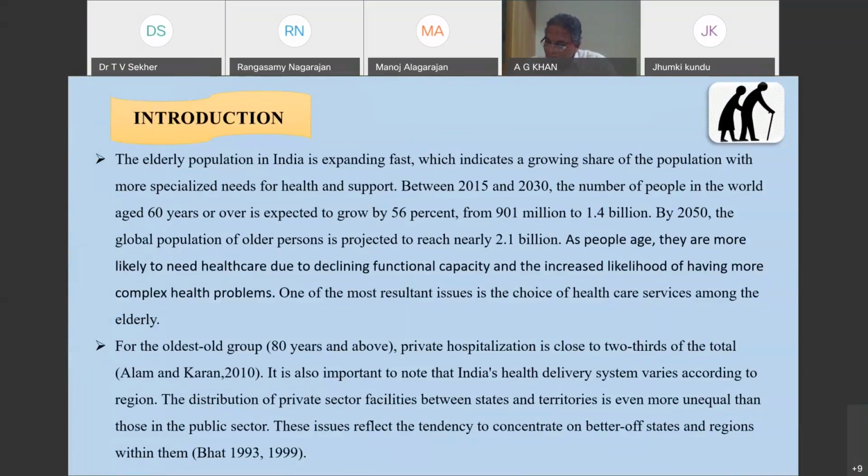As people grow elderly, they are more likely to need healthcare due to declining functional capacity and increasingly complex health problems. A study conducted in 2010 found that for the oldest old group, private hospitalization is close to two-thirds of the total healthcare services. It is also important to note that India's health delivery system varies according to region. The distribution of private health sector facilities between the states and territories in India is even more unequal than in the public sector.